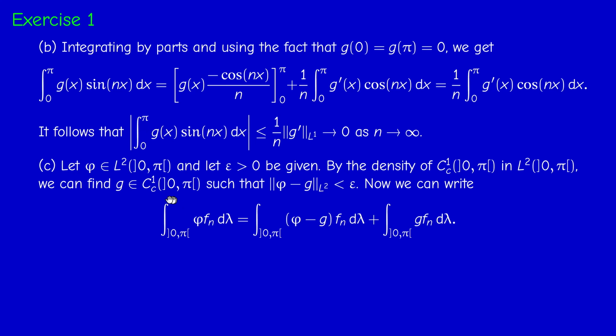Okay, and now we evaluate the integral over (0, pi). This is just a Lebesgue integral. We write it in this way because F_n and phi are in L2, so they need not be continuous. So this integral is actually a Lebesgue integral, not a Riemann integral.